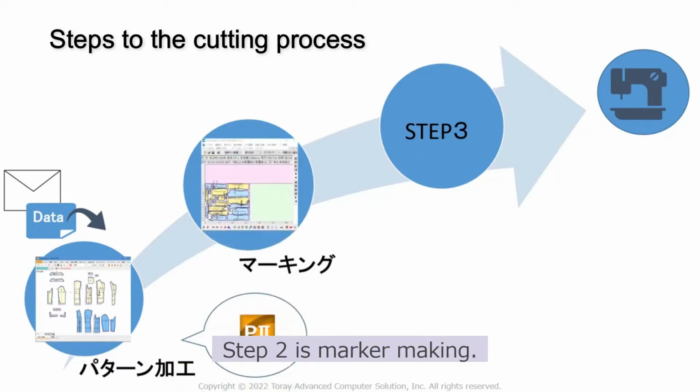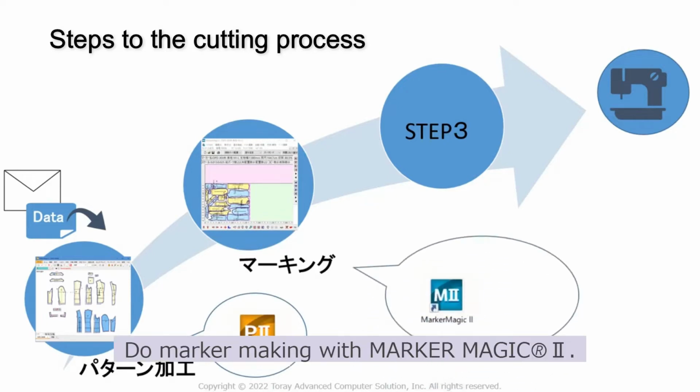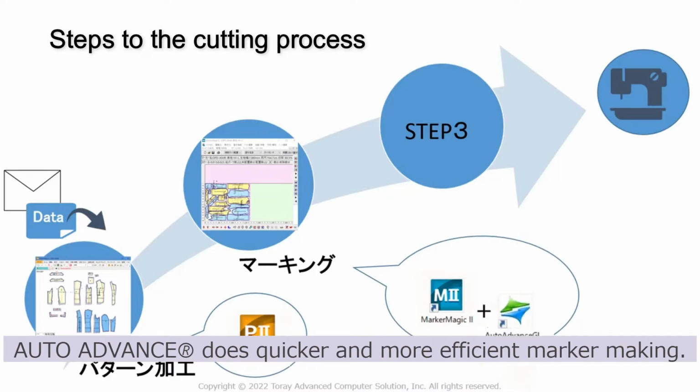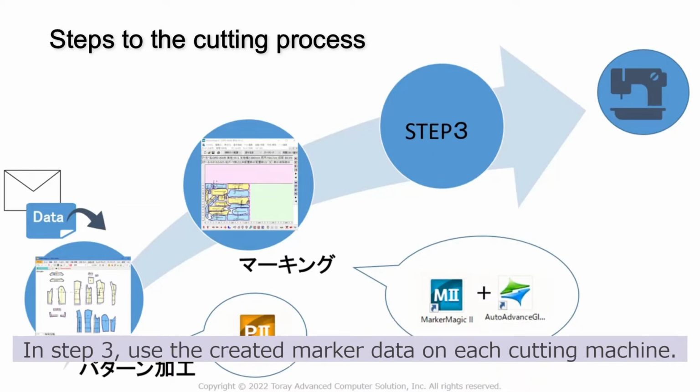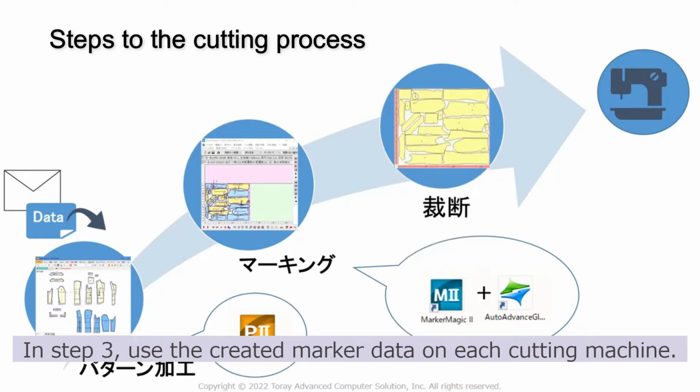Step 2 is marker making. Do marker making with Marker Magic 2. Auto Advance does quicker and more efficient marker making. In step 3, use the created marker data on each cutting machine.